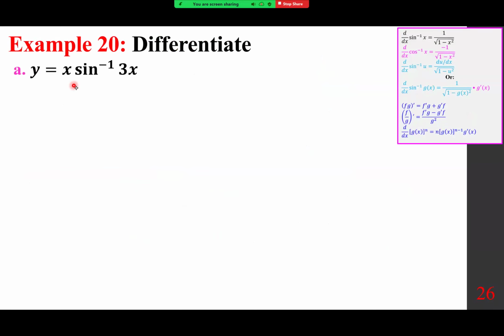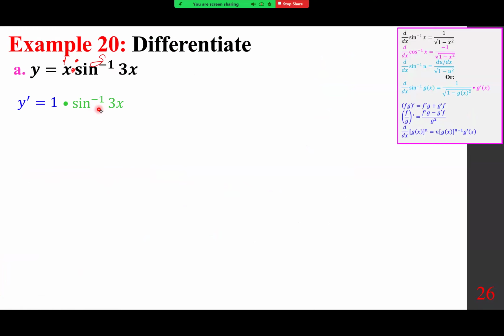Differentiate y equals x times sine inverse of 3x. First and foremost, let me put a raised dot in between. So the f function is simply x, and the g function is sine inverse. So you want f prime g plus g prime f. So f prime is 1 times sine inverse of 3x. This is g. Now g prime.